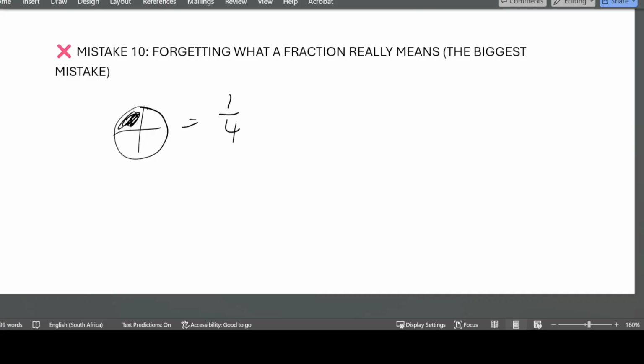Most fraction mistakes happen because learners rush, panic, or memorize without understanding. If you slow down, understand what a fraction means, and follow the correct steps, fractions can actually become much easier.